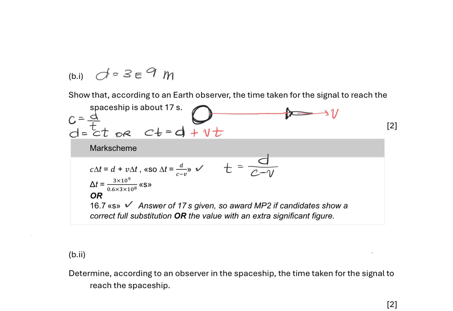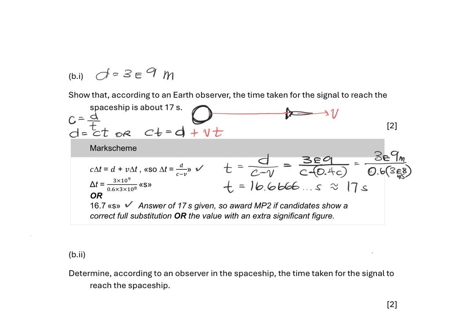So t is d over c minus v. And so we wind up with the time being 3 times 10 to the 9 meters, and then, throwing in some units, 3 times 10 to the 9 meters over the denominator, which is 0.6 times the speed of light. That gives us a time of, and so yes, in the end, there's our 17 seconds that we get.